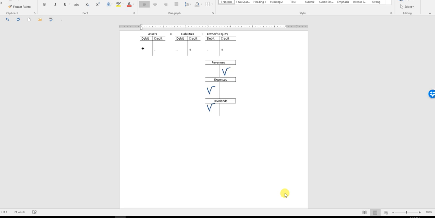This is a video for Chapter 2. I would suggest that you have a piece of paper and you draw out the accounting equation, assets equals liabilities plus owner's equity, and also indicate that assets are increased on the debit side, liabilities and owner's equity are increased on the credit side, with the other side being the decrease. Revenues are increased or kept track of on the credit side, expenses the debit side, and dividends the debit side. So have that paper in front of you, and then we'll continue on.